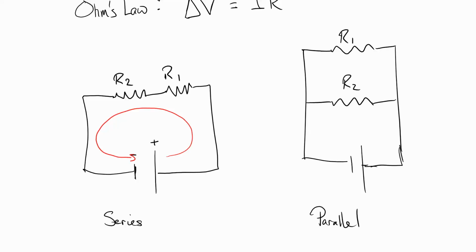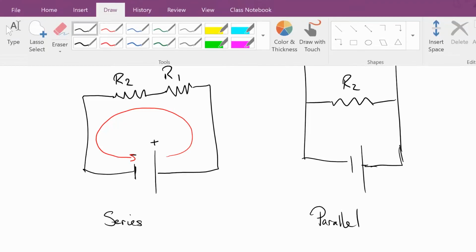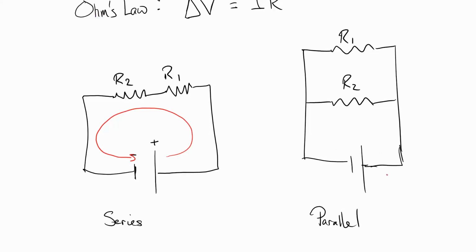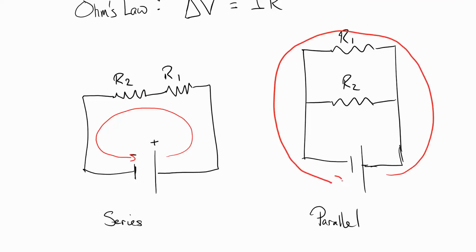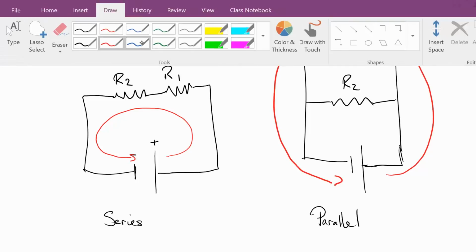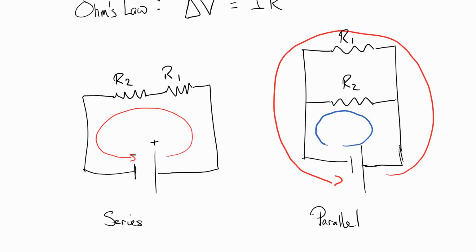It's just different circuits. Now these, I'm going to say, are in parallel. And they're in parallel because if I go through R1, I can complete a circuit without going through R2. Similarly, if I go through R2, I can complete a circuit without going through R1.